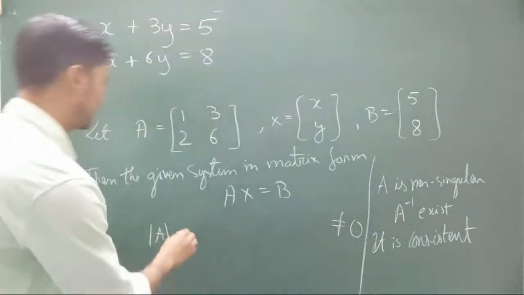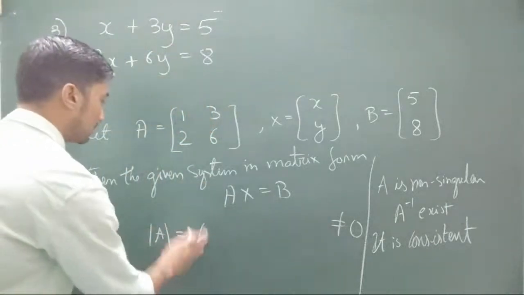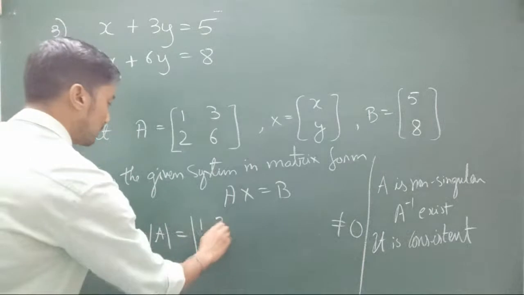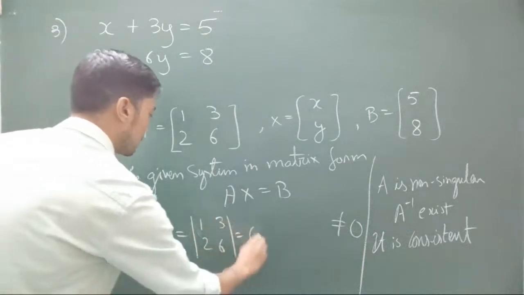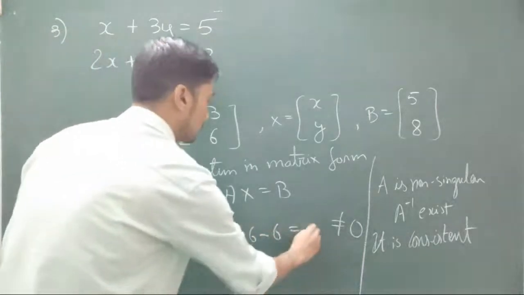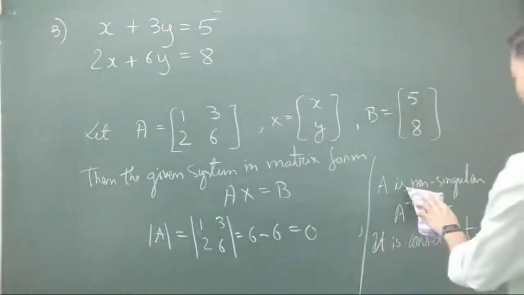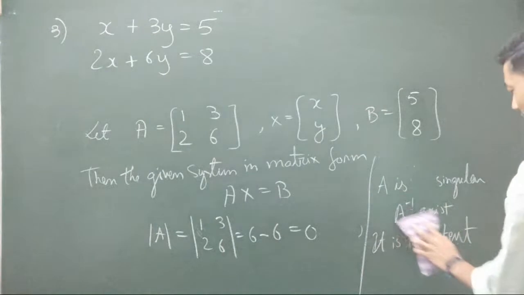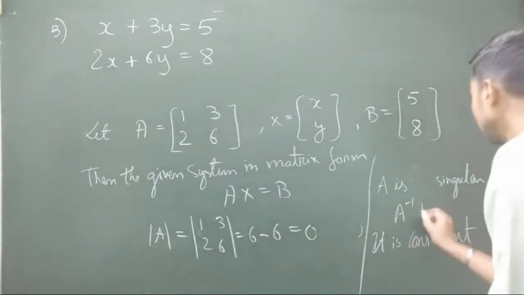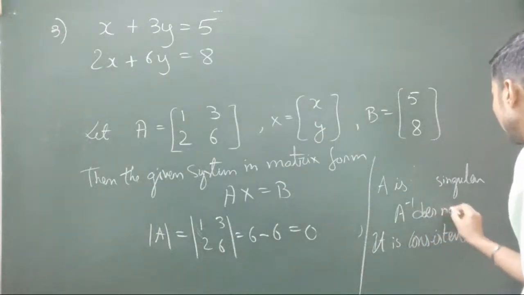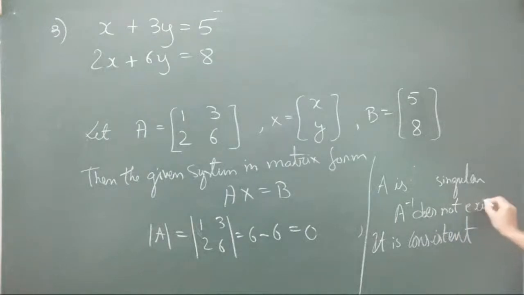So what is the value of the determinant of our matrix? Let's find out the determinant. 1, 3, 2, 6. That is 6 minus 6. What do we get? 0. So here, of course, the matrix A is singular. So A inverse does not exist. But will it be consistent?